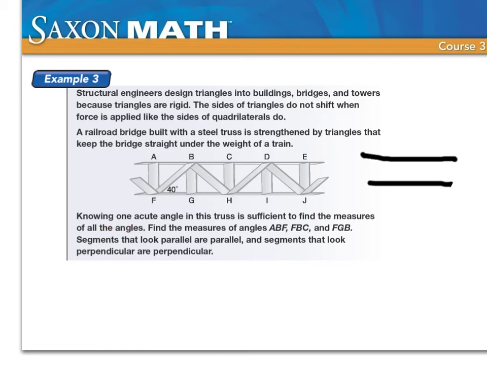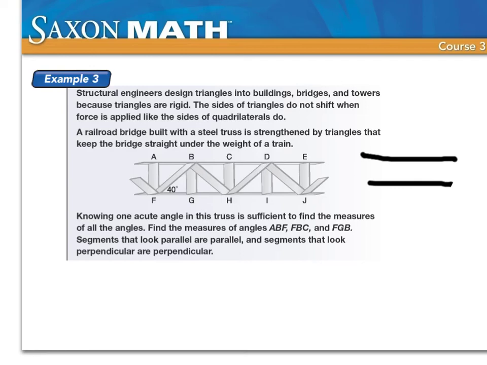This says, knowing one acute angle in the truss is sufficient to find the measures of all the angles. And we want to find the measures of these angles. It says segments that look parallel are parallel and segments that look perpendicular are perpendicular. So what that means is that this big segment here and this one down here are parallel to each other. This segment and this segment are perpendicular. They make a 90-degree angle. So again, if we know just this angle right here, we should be able to figure out every other angle in this thing, which is really helpful when you're building something.